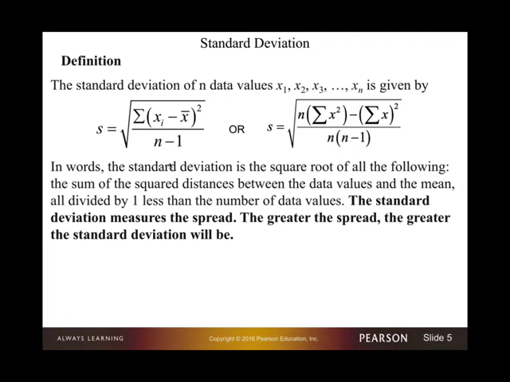Standard deviation. The second measure of variation will be the standard deviation. We need to know how to use the formula to find the standard deviation. You can see we have two formulas here, and both of them are for finding the standard deviation. You can see we use the notation S. The S here means the sample standard deviation.